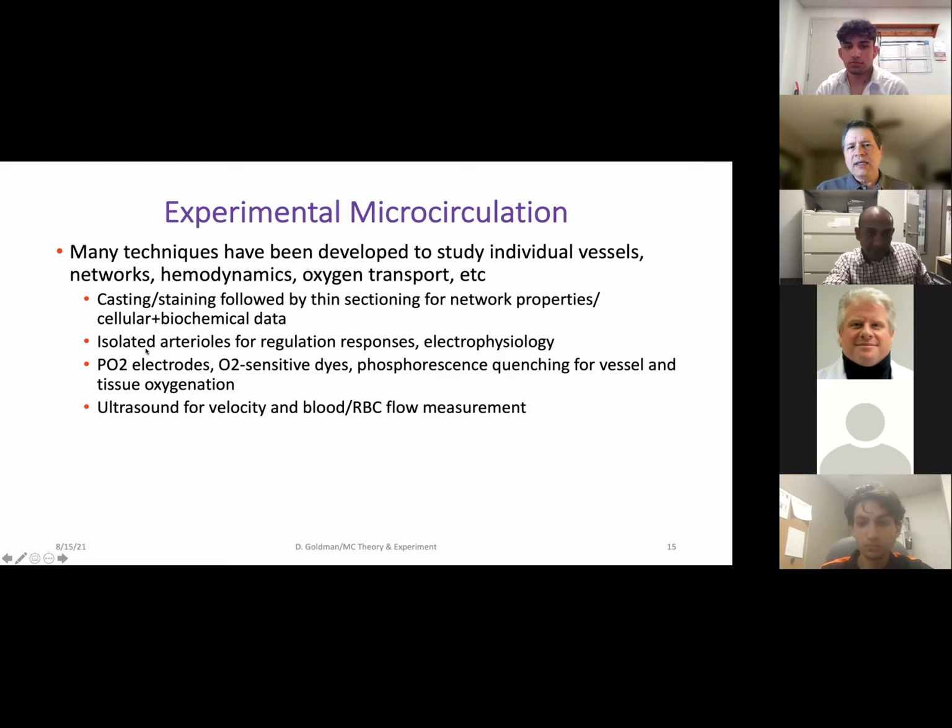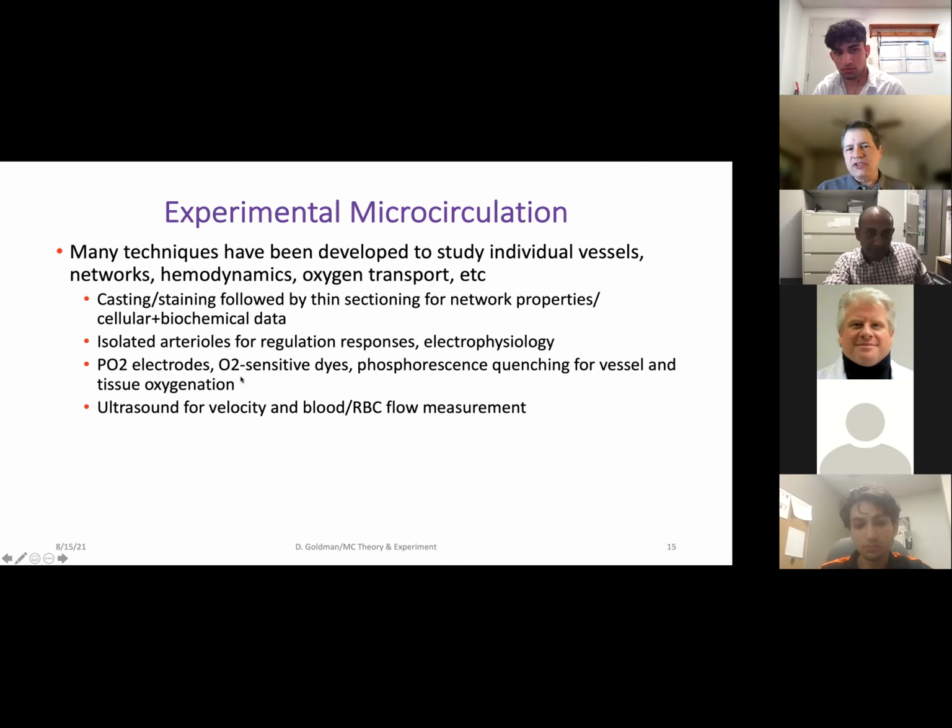And then, so dynamically though, one way to do things is to look at isolated vessels like arterioles, and you can isolate them, you can perfuse them, stimulate them, and see how they respond. And that's a way to understand part of the regulation system. You can also look at the electrophysiology of vessels. This is something I know Dr. Cartier is interested in, and find out what they're doing in terms of sending signals along the vessels.